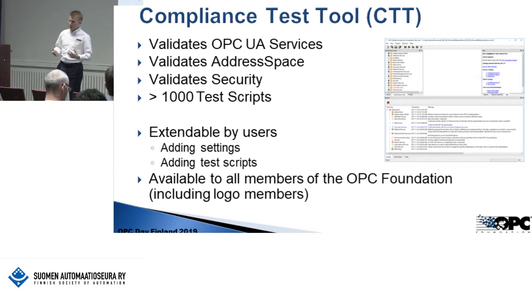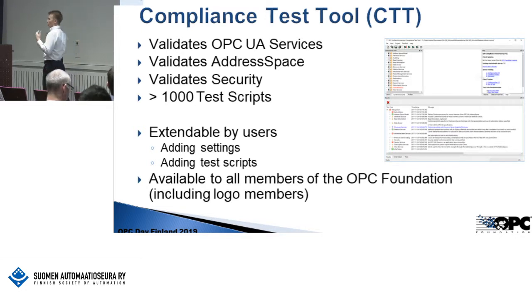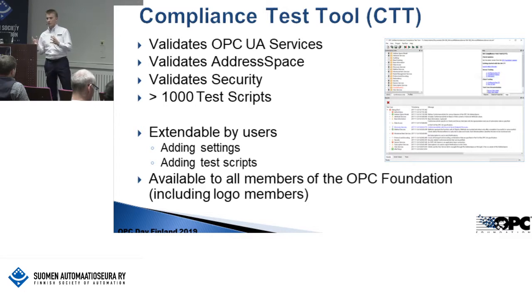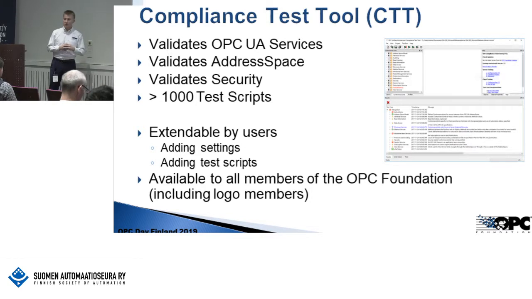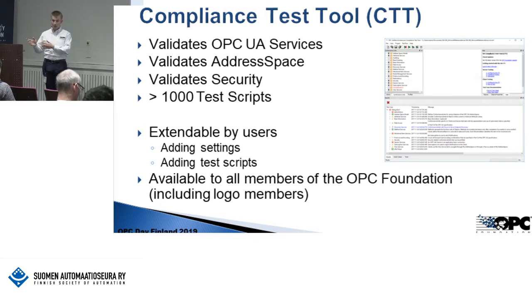And to make our lives easier as well as the vendors' lives easier, we developed a compliance test tool. The OPC Foundation does provide that, and that already validates the basic OPC UA services. It validates the address space, it validates security, and all of that in more than 1,000 test scripts, and all of them run automatically. So that is the set that we can do automatically on every server that is out there. So if you want to ensure a high quality of your product, we can just encourage you to become at least a logo member of the OPC Foundation, get the CTT, and run it against your servers.